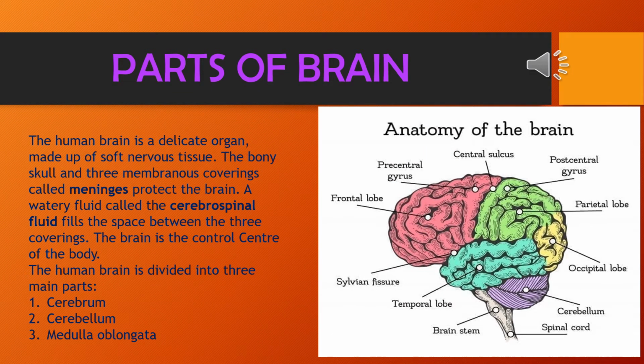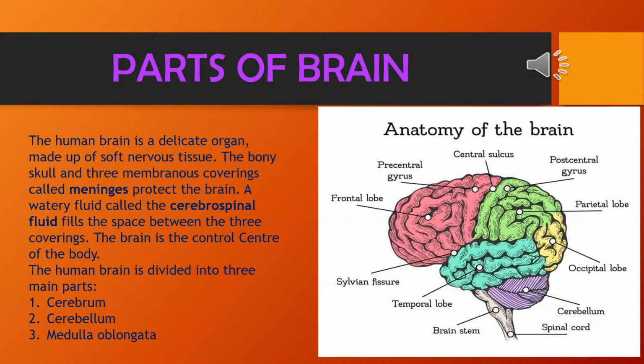First I am starting with parts of brain. The human brain is a delicate organ made up of soft nervous tissue. The bony skull and three membranous coverings called meninges protect the brain. A watery fluid called the cerebrospinal fluid fills the space between the three coverings. Now, the brain is the control center of the body. The human brain is divided into three main parts: cerebrum, cerebellum, and medulla oblongata.